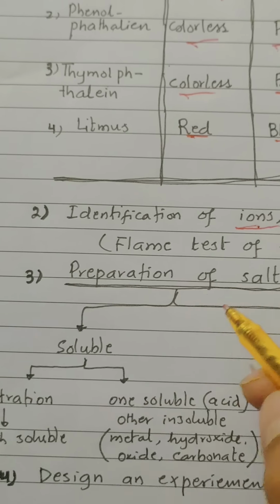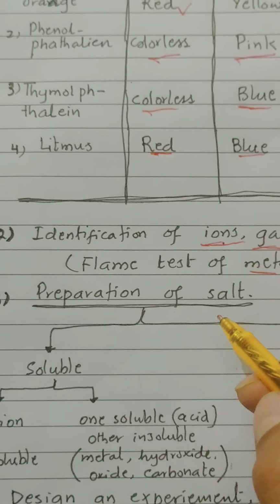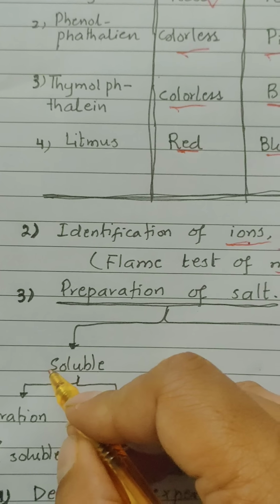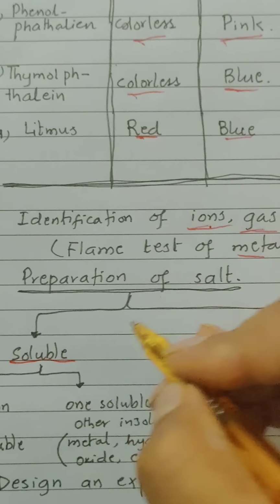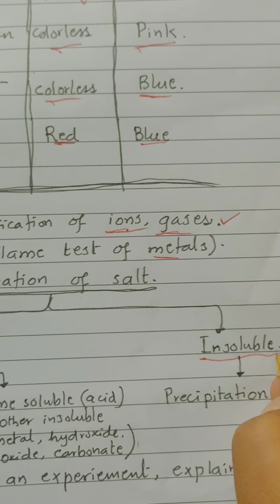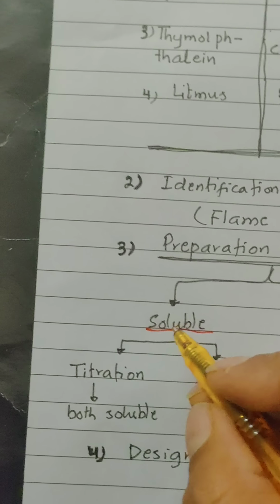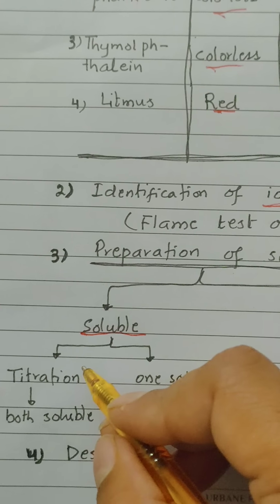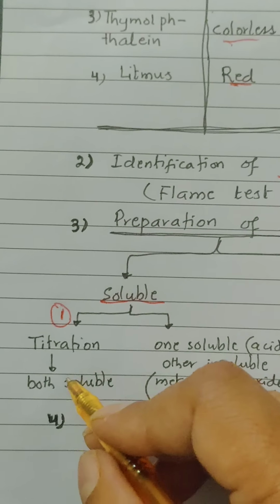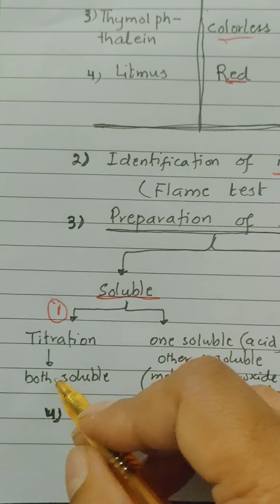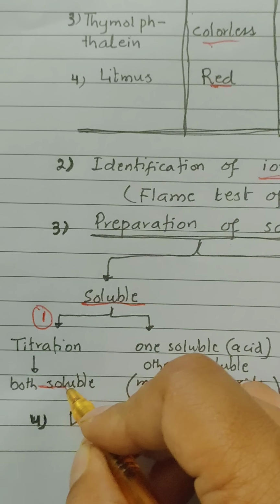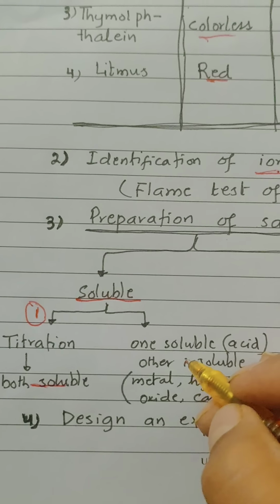Third, which is very important, is preparation of salt. First of all, we must know whether the salt is soluble or insoluble in water. Then for a soluble salt, method number 1 is titration. In titration, the acid and base should both be soluble in water when they are used.